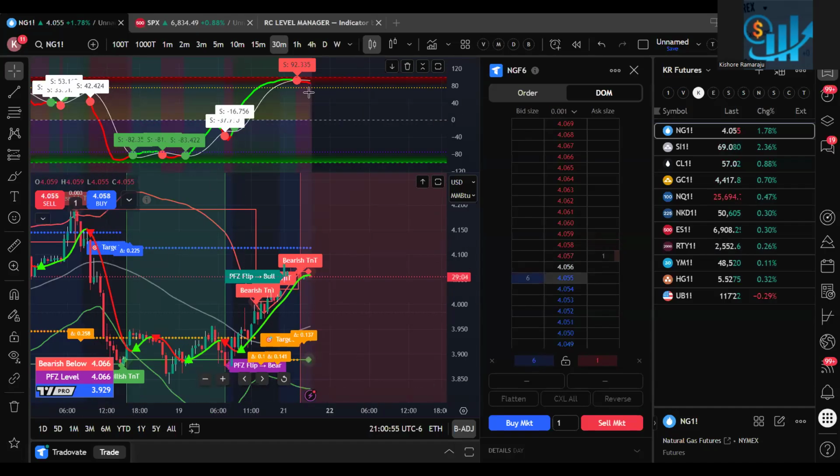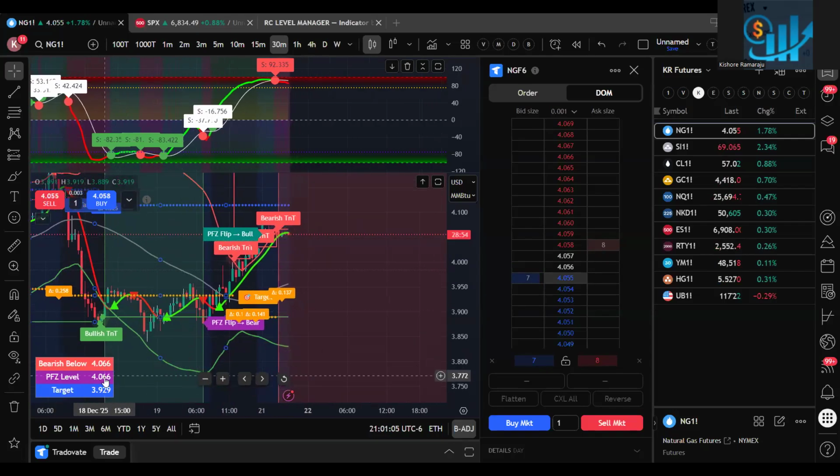So you always look with the T5 confluence. Price went all the way to the top. You got a sell signal in T5. You got a bearish tag and turn. This price is below this. This is the target. That means there is a high possibility we may see a drop overnight with natural gas.